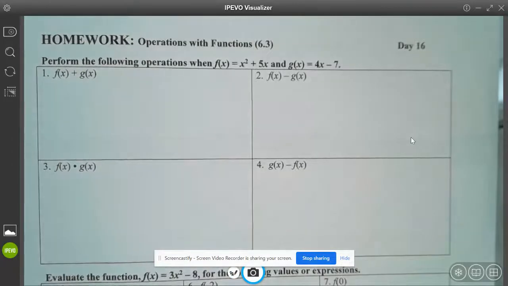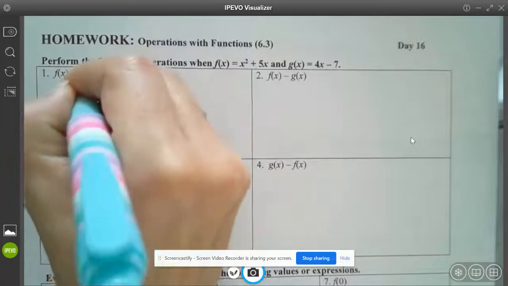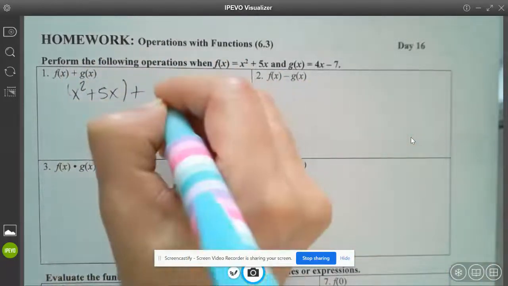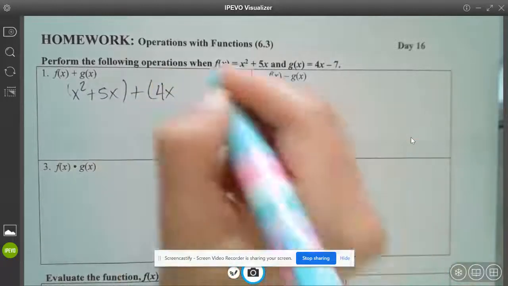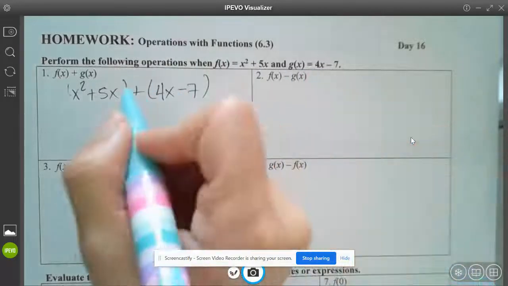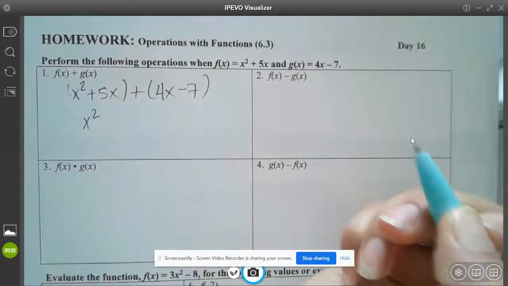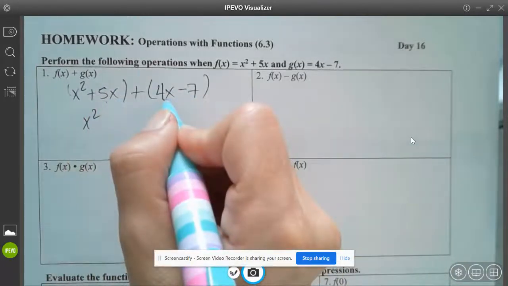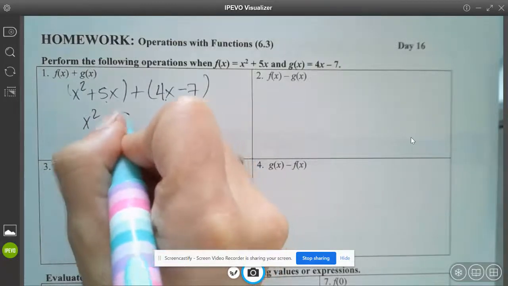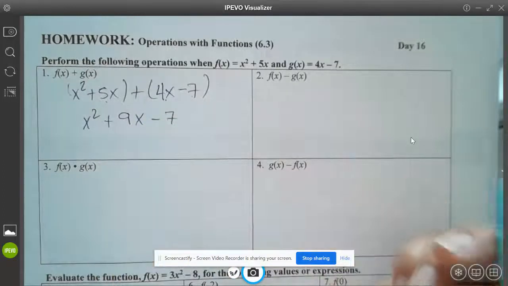So the first one, we're just going to add the functions so that we have x squared plus 5x plus 4x minus 7. So when we add functions, we just combine like terms, basically. So let's combine like terms. The highest exponent here is x squared, and then 5 plus 4 is 9x, and then minus 7. And that's my answer right there.